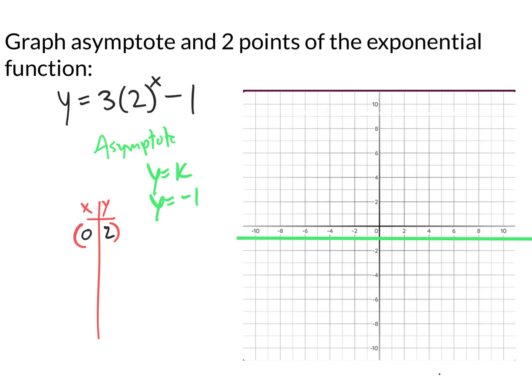So on quizzes, you're going to have 2 dots on your graph. You drag one of those dots to 0, 2, and put it right there. And you need another dot, so you could try plugging in a 1. When you plug in a 1, 2 to the 1 is 2. 2 times 3 is 6. 6 minus 1 is 5. So when you plug in a 1, you get out 5. So you simply go to 1 and 5, and you'll be right there.